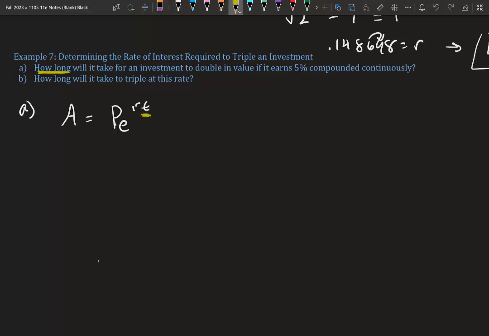How long is always t. If we're saying how long is something, we're always looking for time. Like if I'm asking how long is the movie, how long are we going to be there, how long till we leave, we're looking for time. So we don't know time. We're trying to find it.